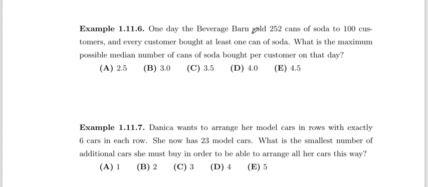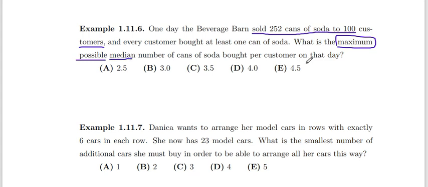So they sold 250 cans to 100 people, 100 customers, and every customer bought at least one. So what is the maximum? So these keywords: maximum possible median.